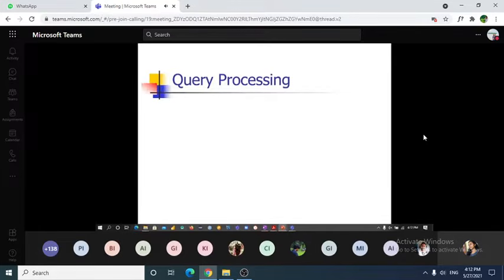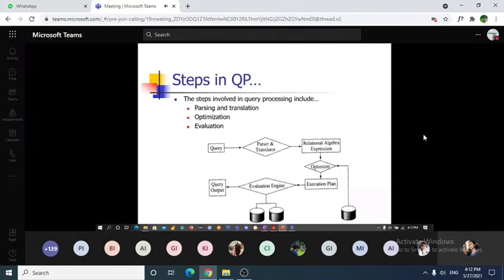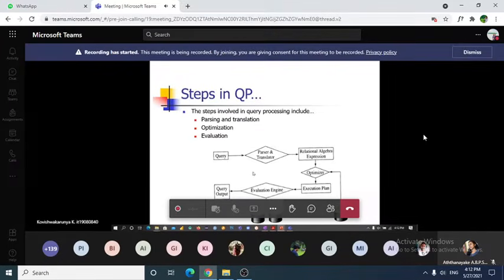Okay, so first I'll give an introduction about query processing. This is the process we are going to see. Now, when we write a query initially, there are 3 steps happening when a query is getting processed. The first step is parsing and translation, then optimization, and then evaluation.